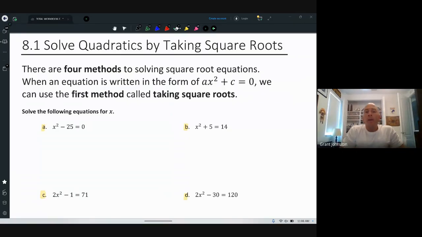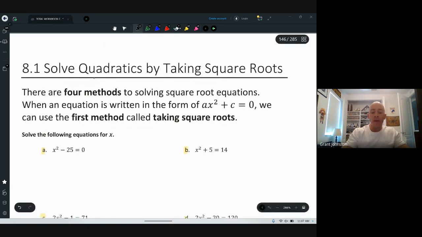Solving quadratics by taking square roots. So just so that we're clear, quadratic equations are any equations that have an x squared with it. So all of these problems are going to have an x to the second power. So that's what a quadratic equation is.